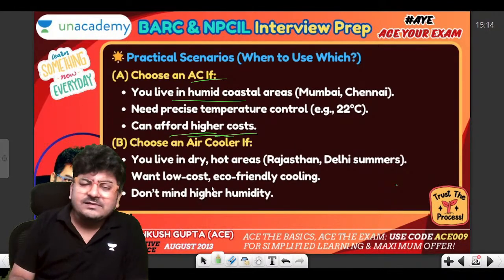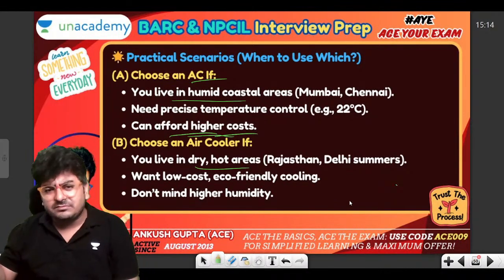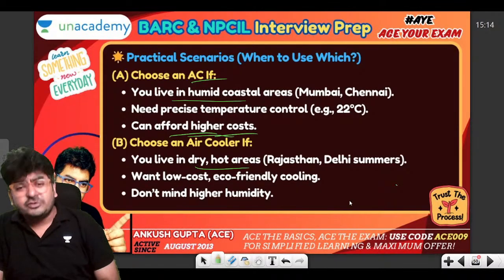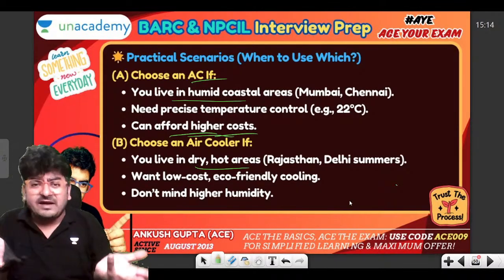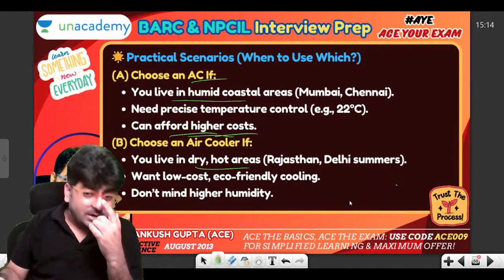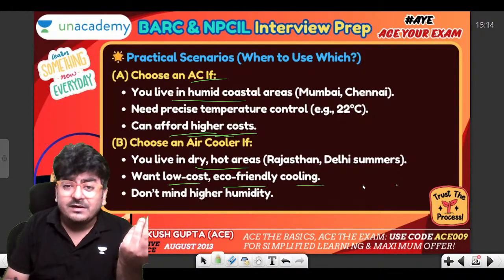ठीक है. नेक्स्ट, एयर कूलर. तो अगर आप किसी ड्राई एरियाज में, हॉट एरियाज में रहते हो लाइक राजस्थान, दिल्ली समर्स एक्सेट्रा, तो इंस्टेड ऑफ एयर कंडीशनर you can use air coolers, because dry area means low humidity is also not good for survival, for comfortable living. So air coolers are better. अगर आपको लो कॉस्ट इको फ्रेंडली कूलिंग चाहिए.